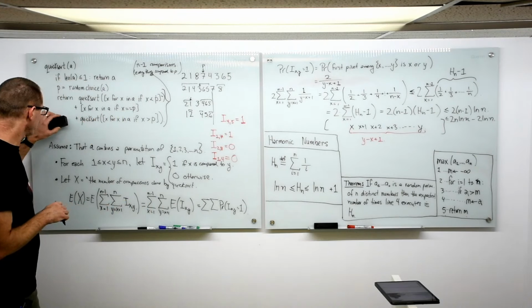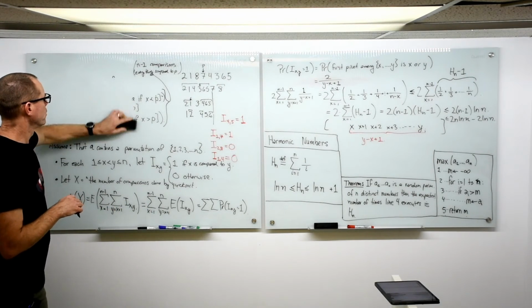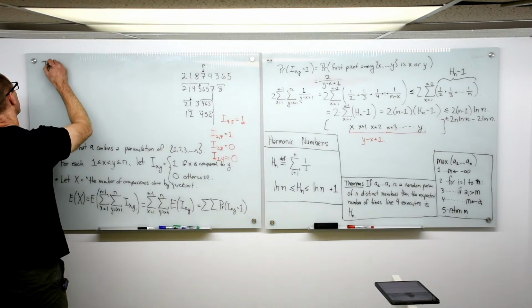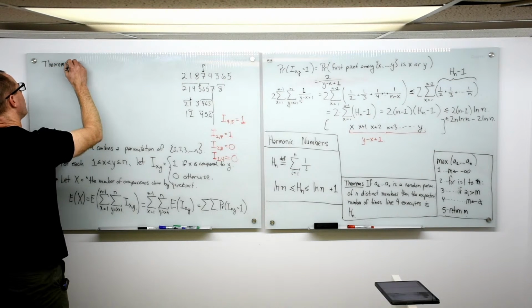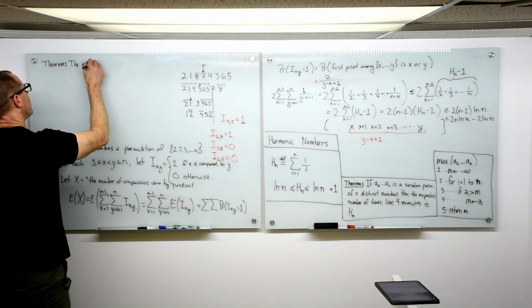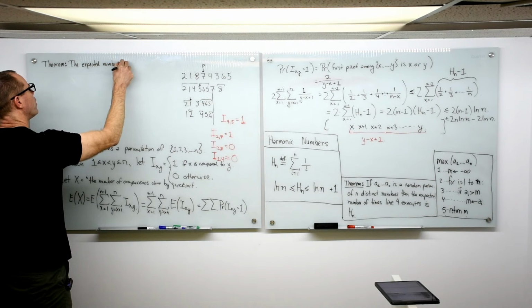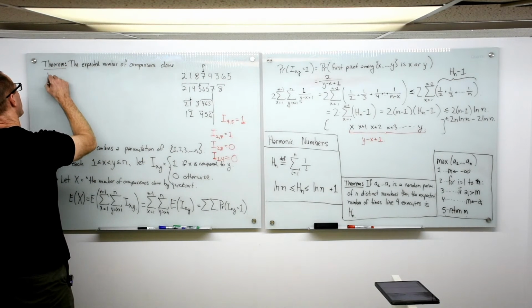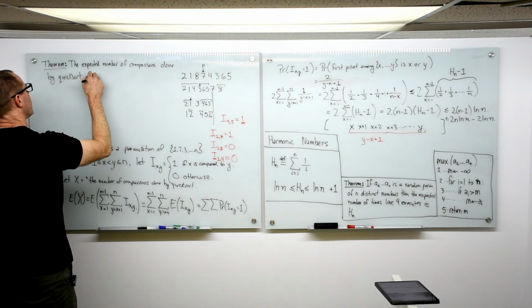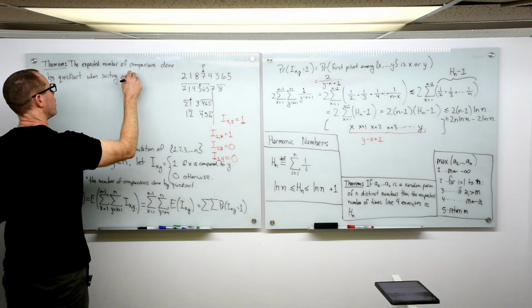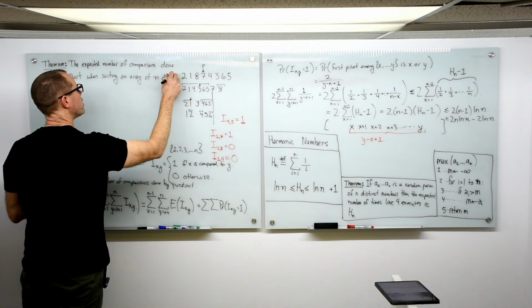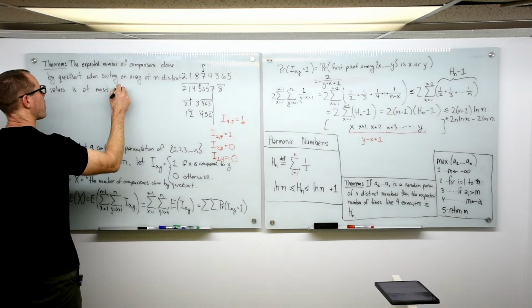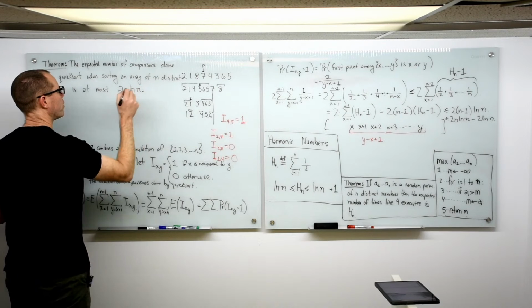So let's write that down. The expected number of comparisons done by Quicksort when sorting an array of n distinct values is at most 2n natural logarithm of n. Okay.